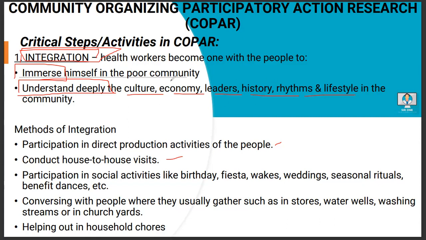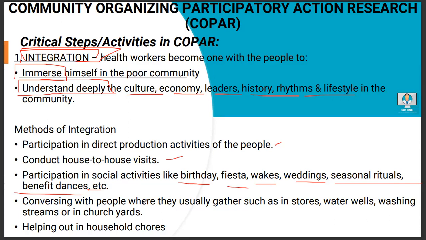So, conduct house-to-house visits, participation in social activities like birthdays. For example, if you are invited to a birthday, fiesta, wake, wedding, seasonal rituals, benefits, dances, etc., you can attend. Okay? So that we can establish rapport.